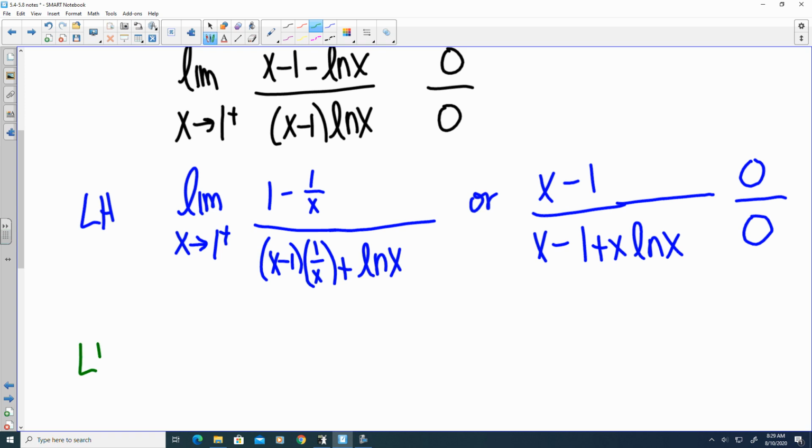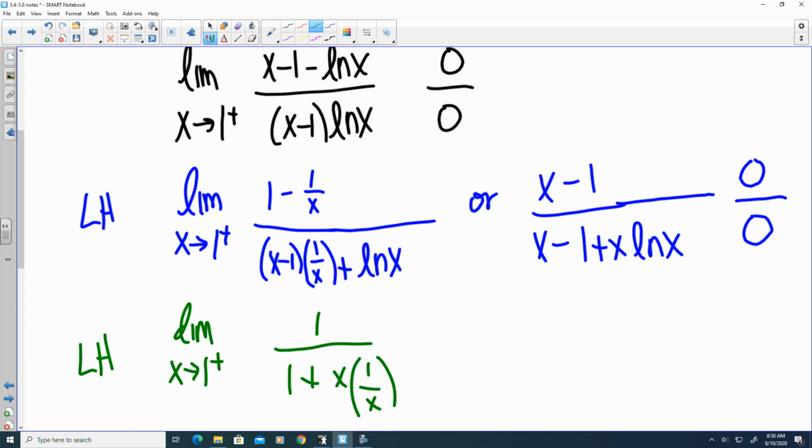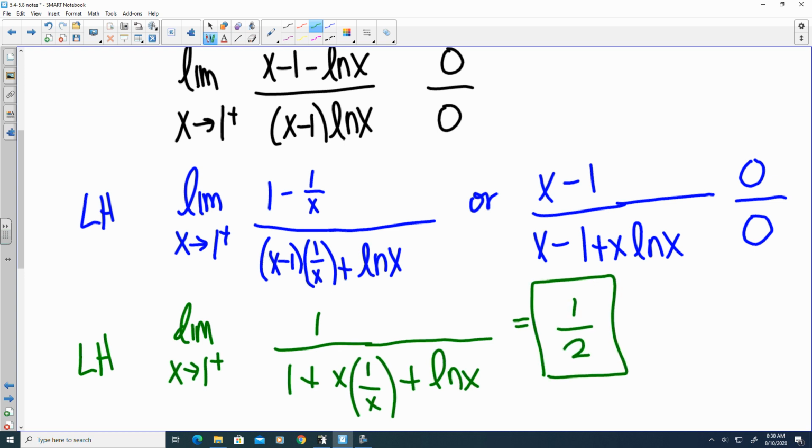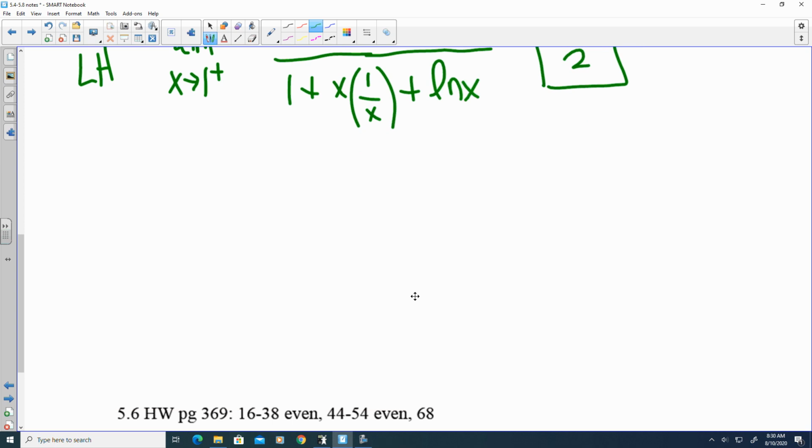And let's do it one more time, see if it works with one more L'Hopital's. I'm going to get 1 on top and 1 plus, and again, we're going to have the product rule for the second half of the bottom. And if I plug in 1, at this point, I'm going to get 1 over 2. Yay! All right, and that was section 6 on L'Hopital's rule and indeterminate forms of limits.